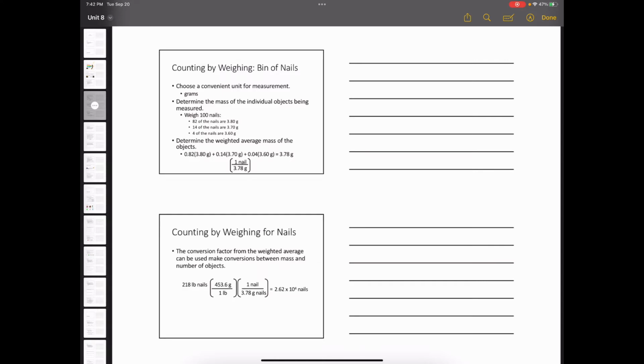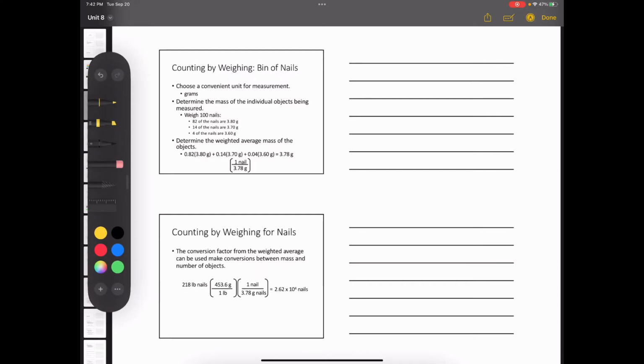14 nails, every one of those 14 nails would weigh 3.7 grams, and the last four would have 3.6 grams each. So the mass of the nails throughout the 100 nails is not consistent. 82%, because when we say 82 of 100, that means 82% of those nails would have 3.8 grams. And then 14% will have 3.7 grams. And then 4% is 3.6 grams.